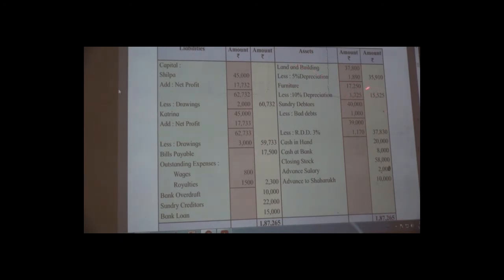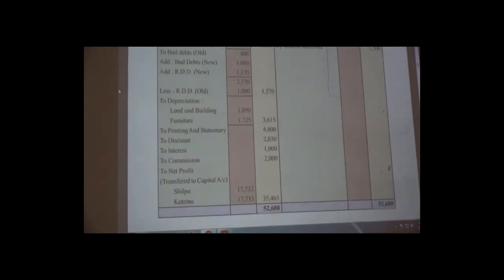See, you may take down this step. 5% of land and building, that means 5 divided by 100 into 37,800. Okay, if we do the calculation, we will come to this amount, that is 1,890. So deduct the amount of depreciation, 37,800 minus 1,890. Write down the net amount on the outer column, that is 35,910. So this is the first effect of our depreciation. What is the first effect? Deduct the amount of depreciation from the respective asset.